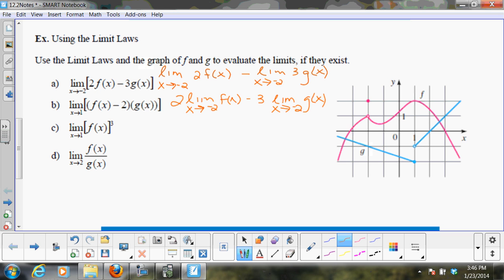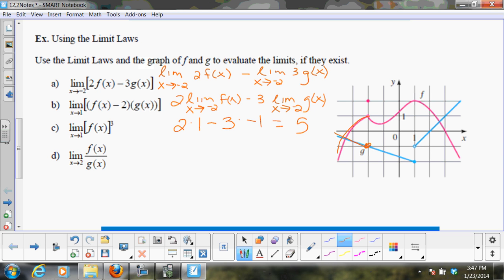All right, so if we're looking at f of x and we're approaching -2, as we approach -2, the limit looks like it's hitting 1. So this is 2 times 1 minus 3 times, if we're approaching g at -2, looks like it's going right here, down at -1. So 2 plus 3, this is equal to 5.